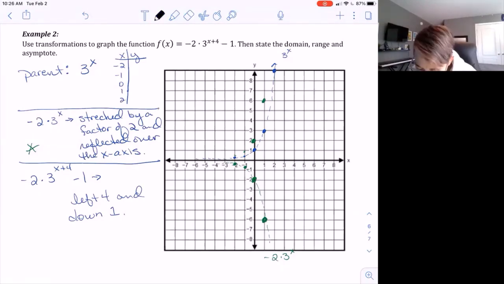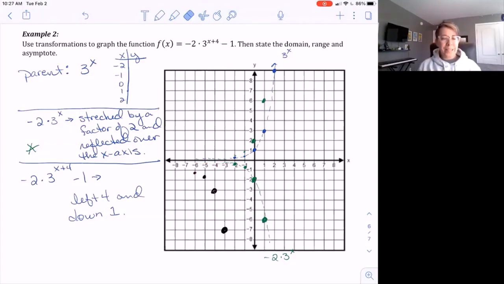So over here at 1, -6, we're going to go left 4 and down 1. Try to make that dot big there. 0, -2, we're going to go left 4 and down 1. -1, -2/3, left 4 and down 1. And -2, -2/9, 1, 2, 3, 4, and down 1.